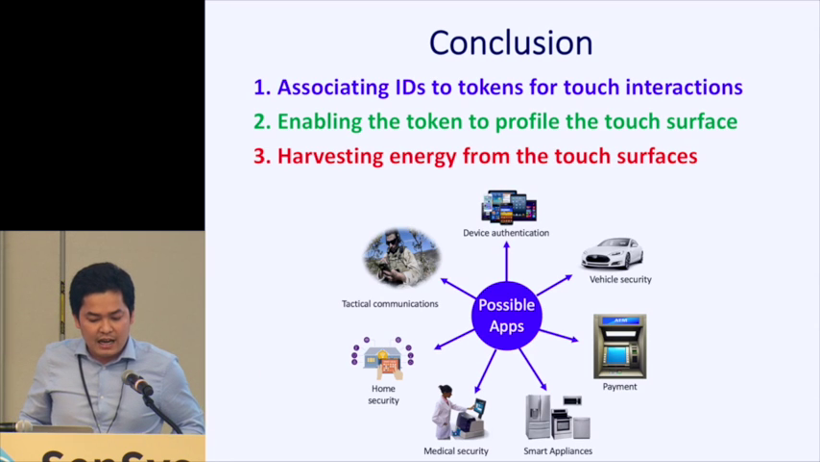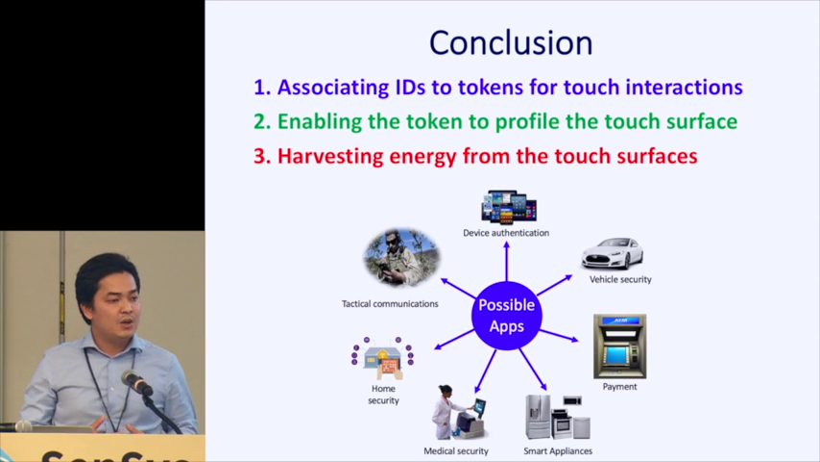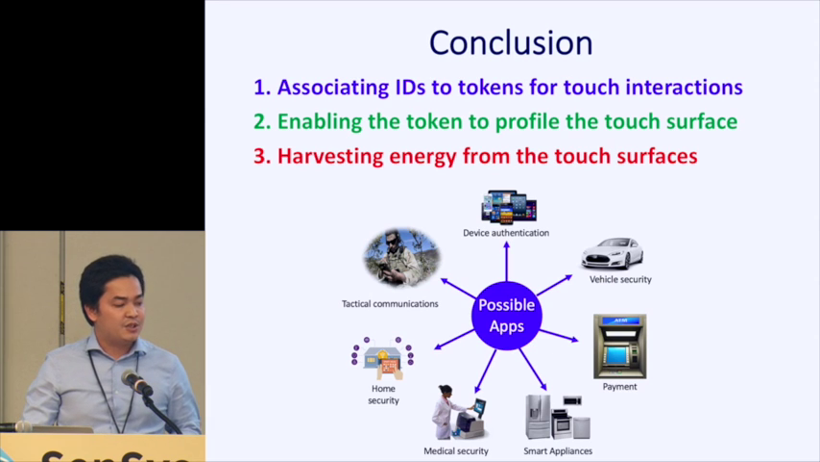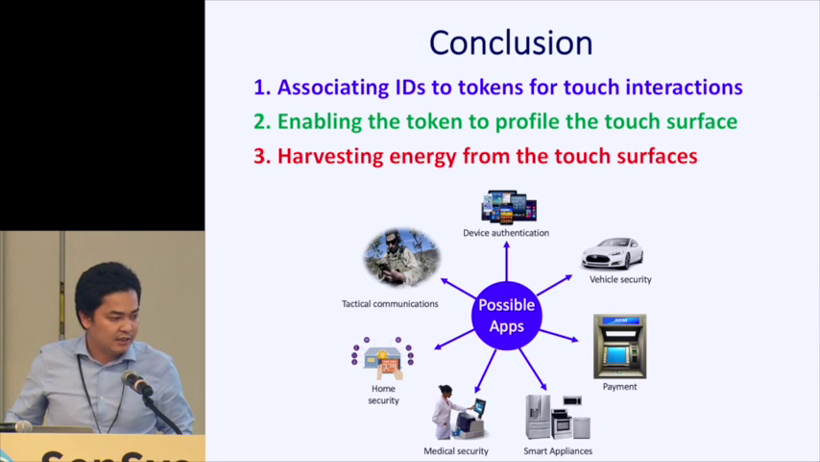To conclude my talk, I would like to summarize three takeaway points from our work. One, we propose a new technique to associate identity with tokens, which realizes the association between the physical world and the digital world. Secondly, we propose a new technique to allow the token to profile and understand the parameters of the touchscreen and then adjust itself to improve the efficiency of communication. And lastly, we present a preliminary result on harvesting energy from the touch surface.